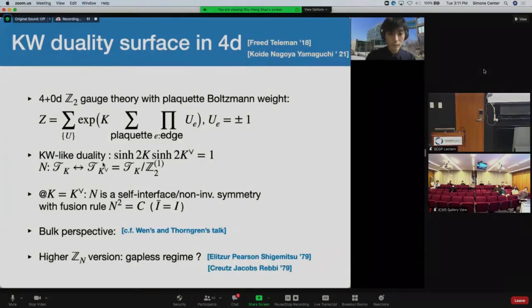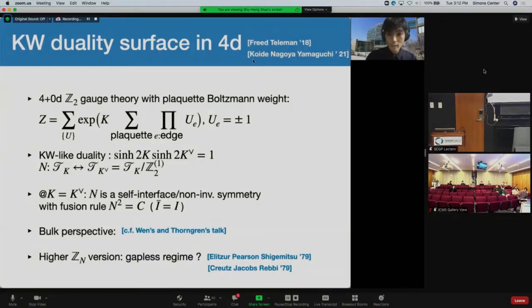The dual theory is actually the Z2 gauging of the original theory. Therefore, we have an interface connecting the two theories, a topological interface. At the self-dual point, this interface becomes a self-interface, or in other words, a non-invertible symmetry with fusion law N squared equals the condensation of this one-form Z2 symmetry. Okay, and this is non-invertible.